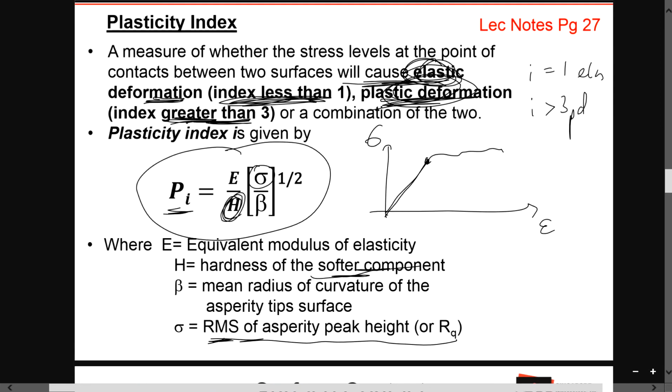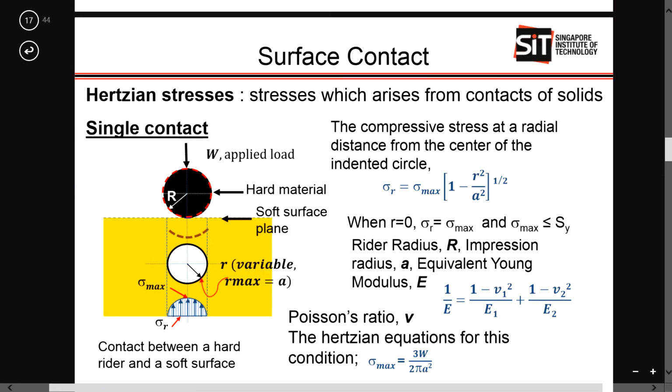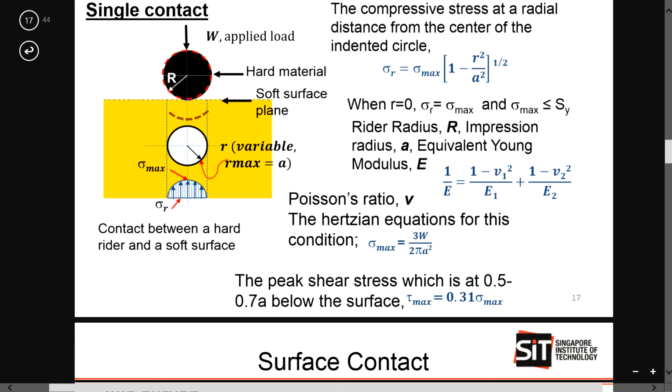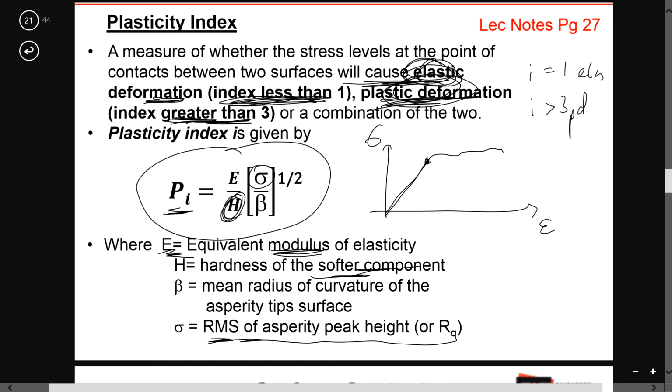So and then you need to find your equivalent Young modulus. As you can see, all in all, you need to memorize the equivalent Young modulus equation, which is all along here. This equation you need to memorize. Okay, please memorize that. All in all, you just need to apply it. And mean radius of curvature of the aspirated tip surface.